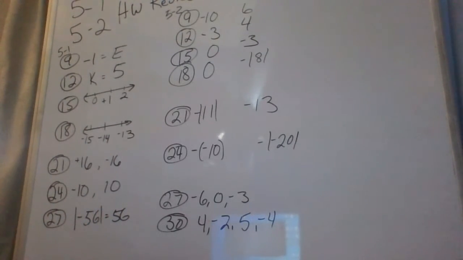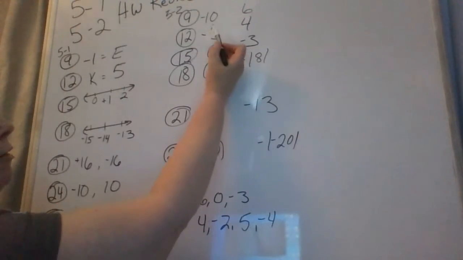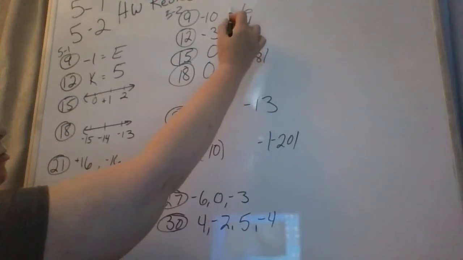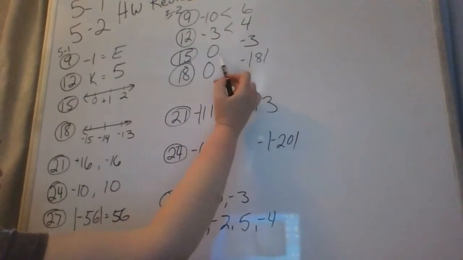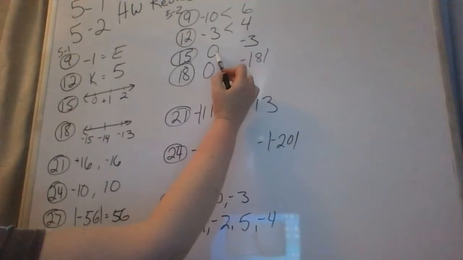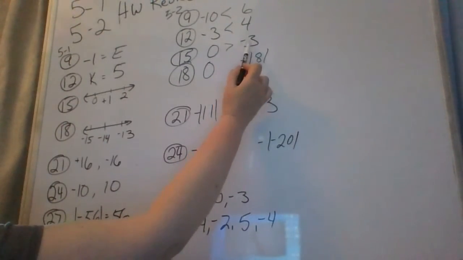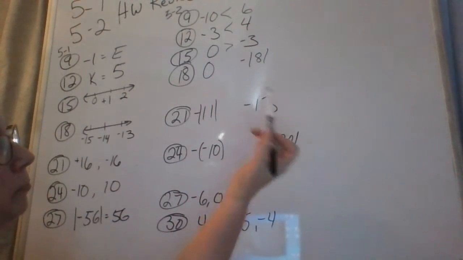Moving on to 5-2, the first four, actually for six problems, we're putting in a less than, equal, or greater than sign. So anytime you have a negative and a positive, we know the positive is bigger. You don't even have to think about the numbers. With 0, 0 is bigger than a negative number, so we know that.